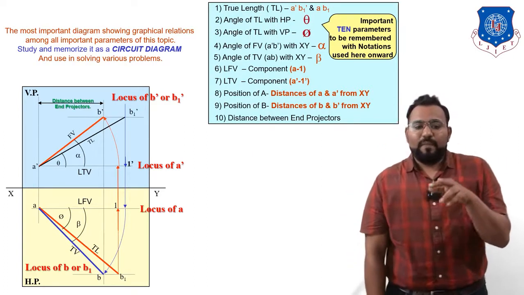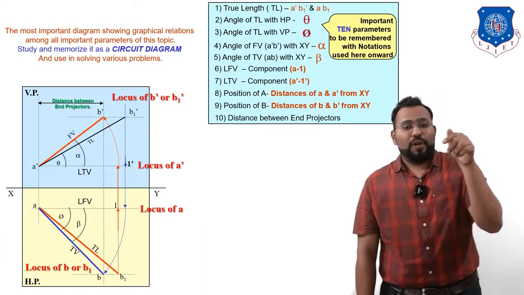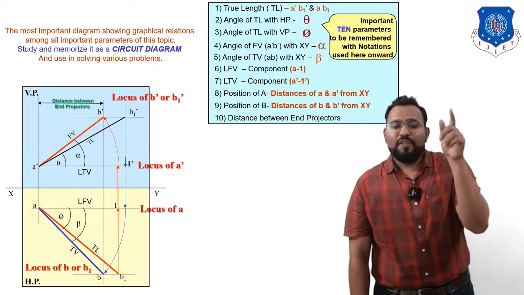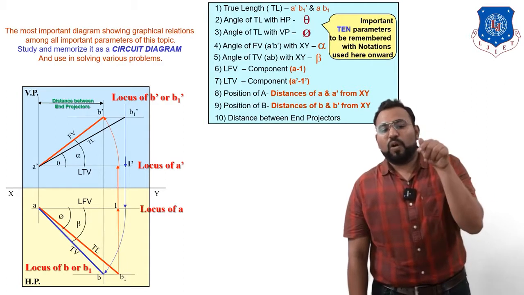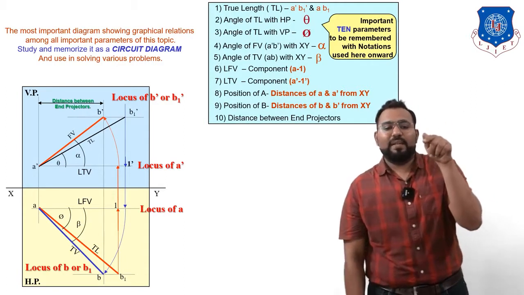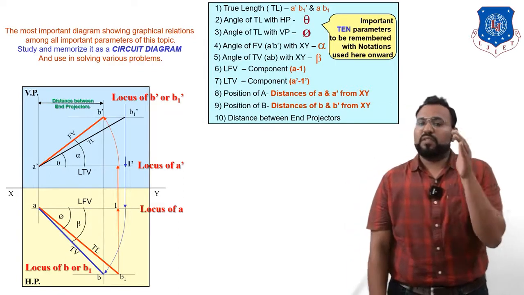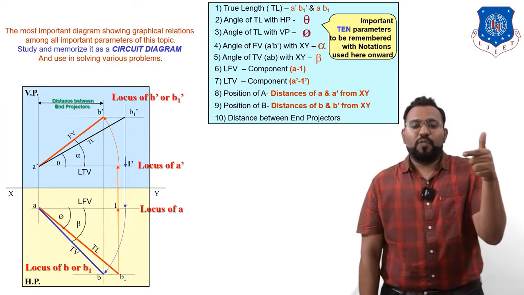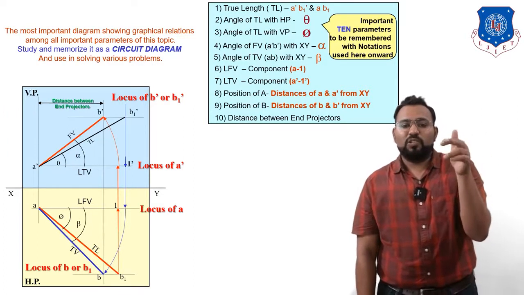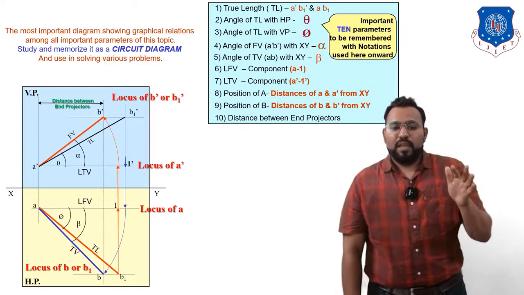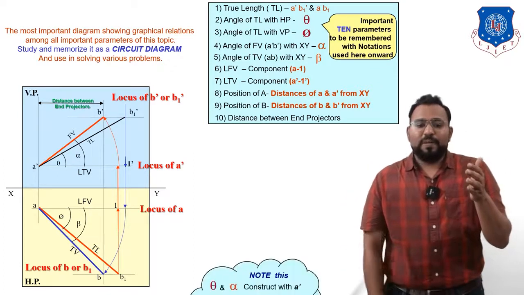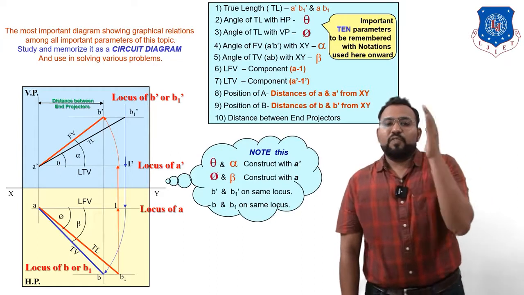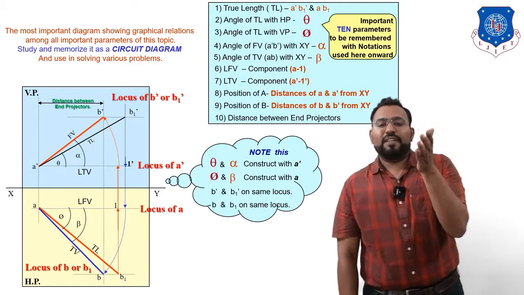In the same way, the true length in the top view is AB1, which is making an angle phi with the XY line, and the top view AB is making an angle beta with the XY line. So you just have to remember this. Then you have to remember that the length of the top view is equal to A dash 1 dash, and the length of the front view is equal to A1. Also, we draw angles theta and alpha at point A dash, and angles phi and beta at point A.